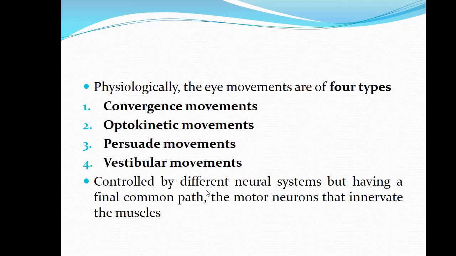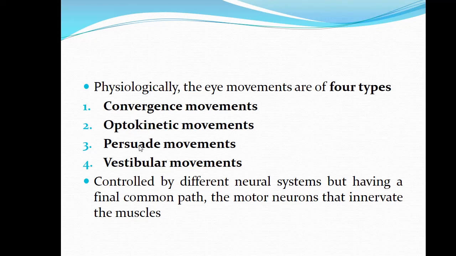Now, physiologically, there is a different way to classify the eye movements. Okay? We just anatomically discussed the functions of each muscle, that is the elevation, depression, lateral movement, and the medial movement. But physiologically, there is a different way to classify the eye movements, and we mainly have four types of eye movements, which include the convergence movements, optico-kinetic movements, pursuit movements, and vestibular movements.